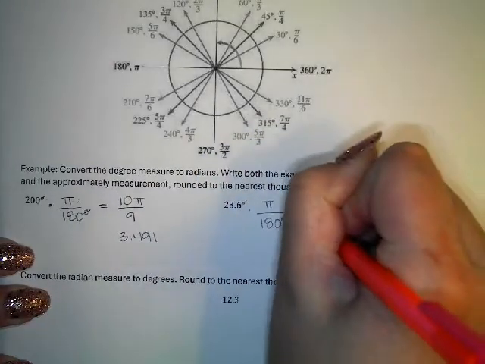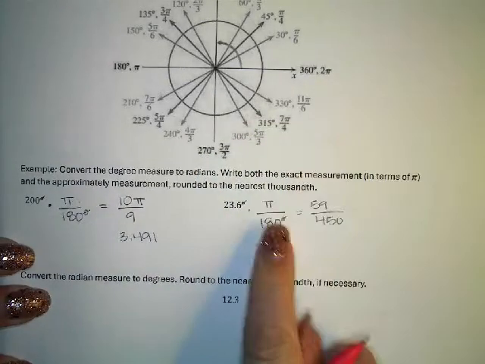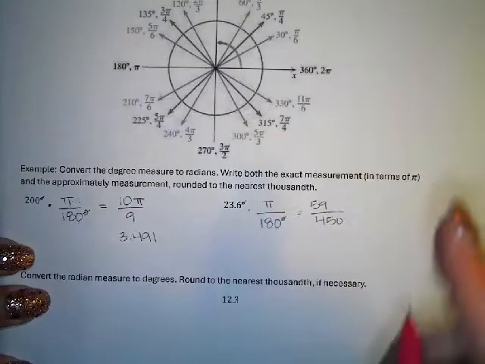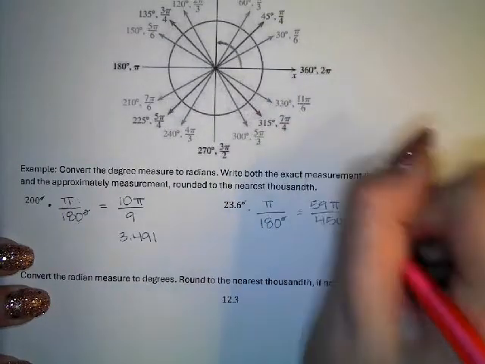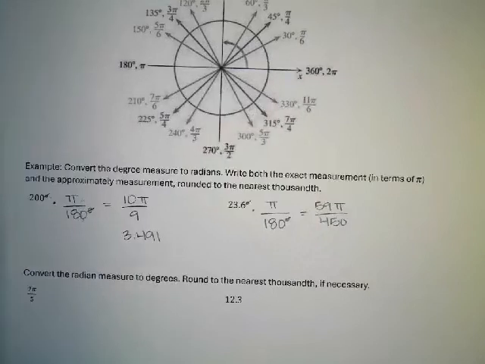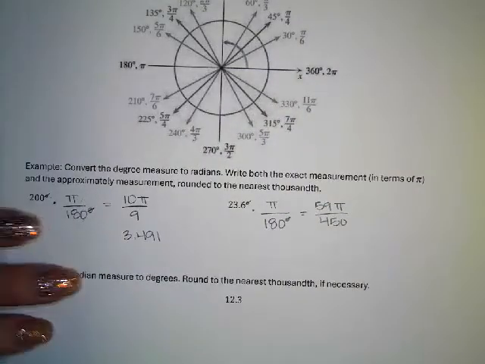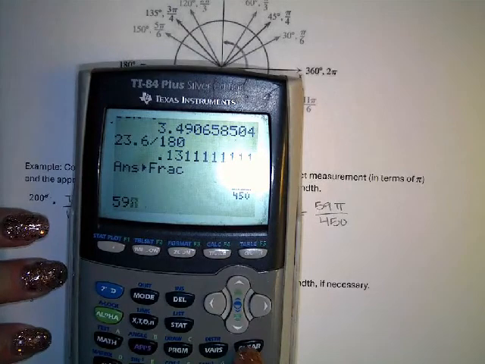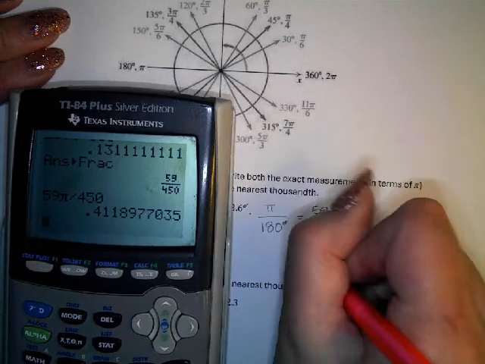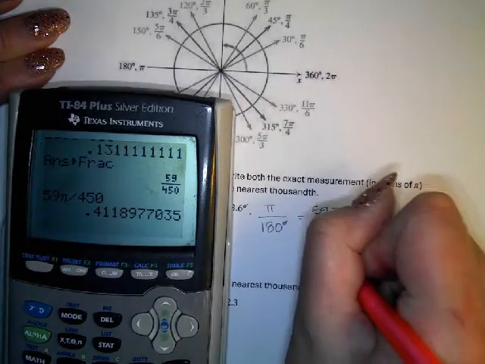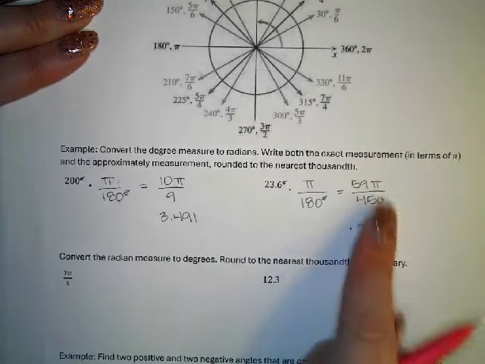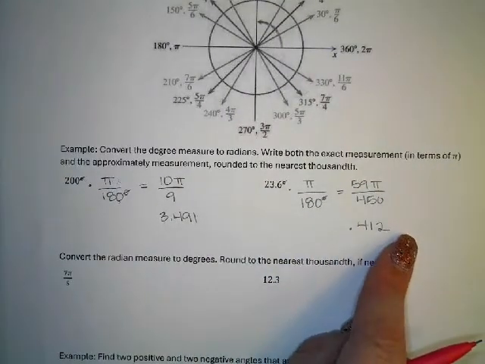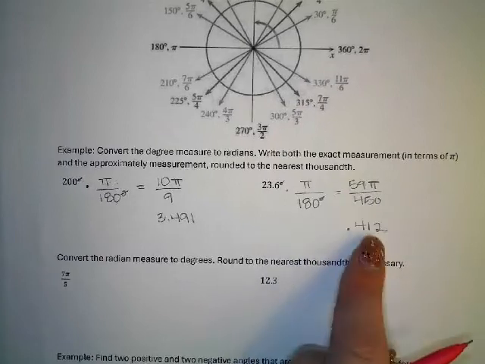The pi that I did not type into the calculator is going to jump to the top of the fraction. And if I wanted to write the approximate measurement for the radians, then I could just type this in. 59 pi divided by 450. This would be 0.412 radians. So these are equivalent. They are just the exact form of the radian measurement or the approximate form of the radian measurement.